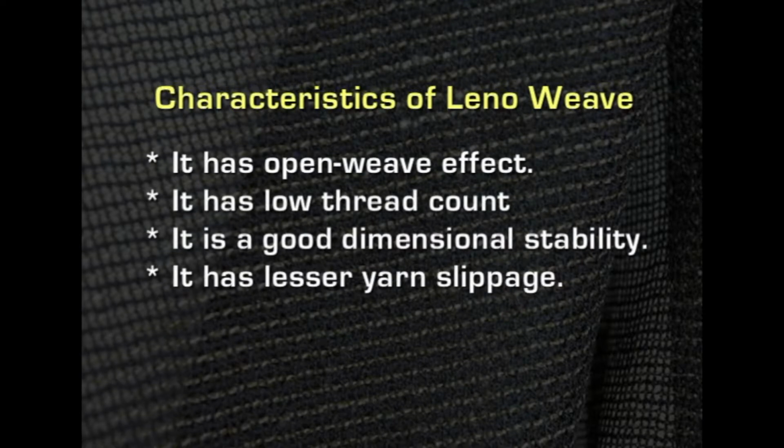Now, let us see the characteristics of Leno weave fabric. Like we already discussed, it has a very open structure. So, the effect is pretty open. You see an open weave effect. Also, it has very low thread count. What we mean by thread count is that the number of yarns used is less when compared with other kinds of fabrics. Leno fabric has good dimensional stability and it also has lesser yarn slippage.